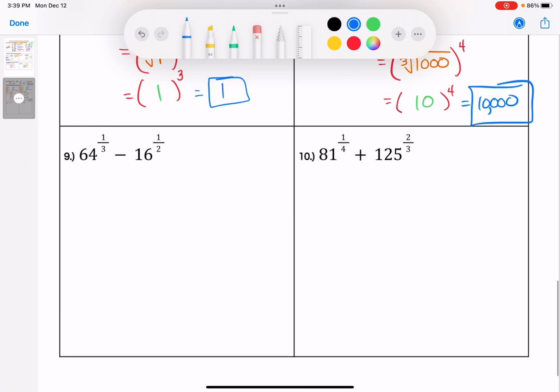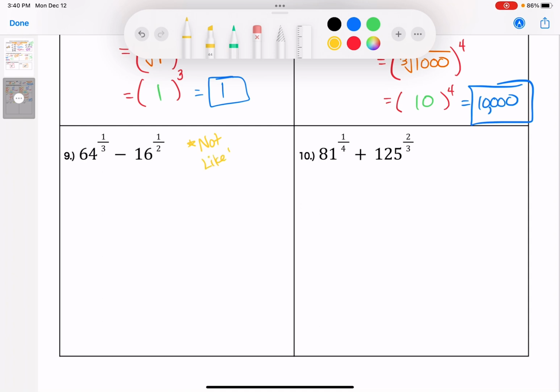So the last thing that you could do with these fractional exponents, what if I'm not just doing one at a time? What if I have more than one? So if I have 64 to the 1/3 minus 16 to the 1/2. Are those like bases? No, they're not. And am I multiplying or dividing? No, I'm subtracting. So these are not like bases and I'm not multiplying. So that means I can't combine these exponents at all.